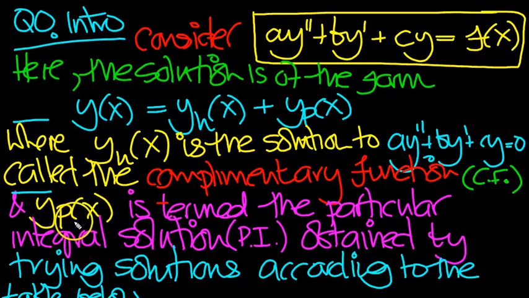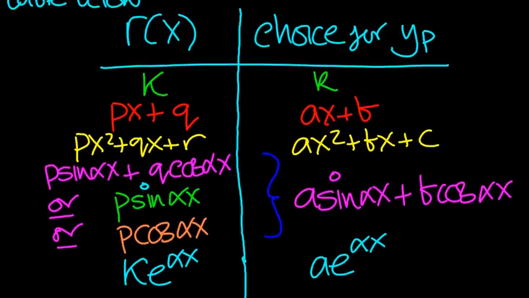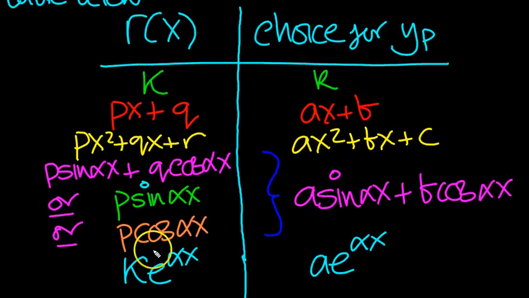Then we turn our attention to YP, which is the particular integral solution, and it's obtained by trial and error. We just try something. So whatever's on the right hand side, we try generally according to this table here. So here's our right hand side, possible functions, for example. If the right hand side has this form, then we would try ax plus b, and substitution, and then we would find the constants a and b.